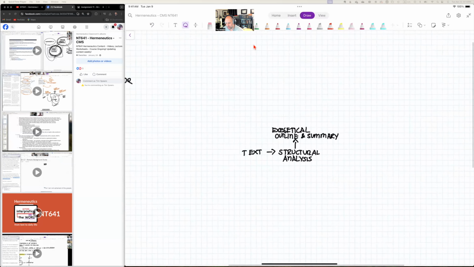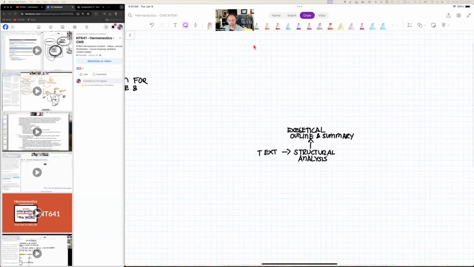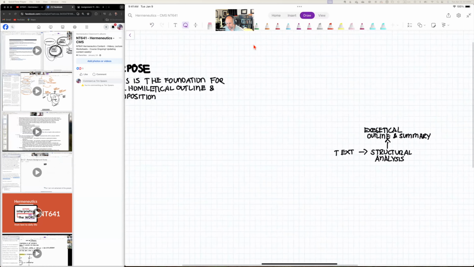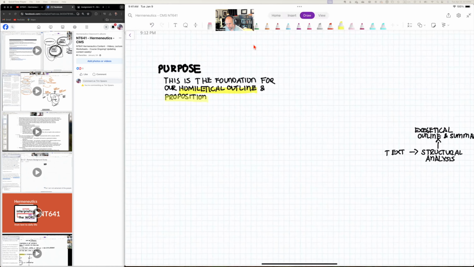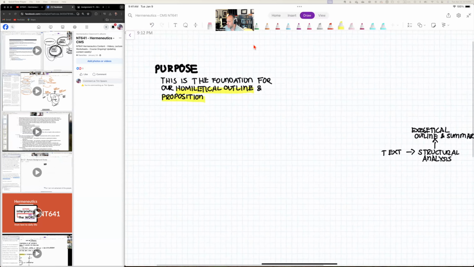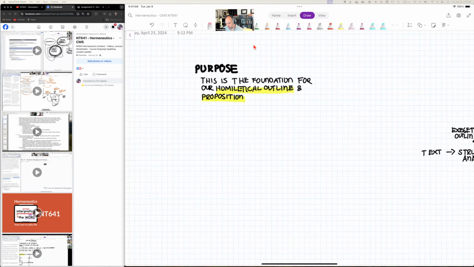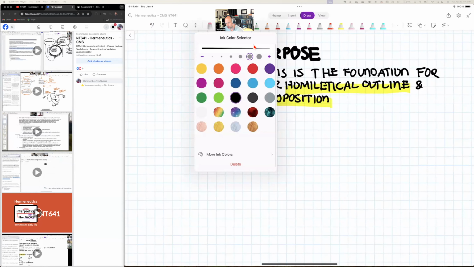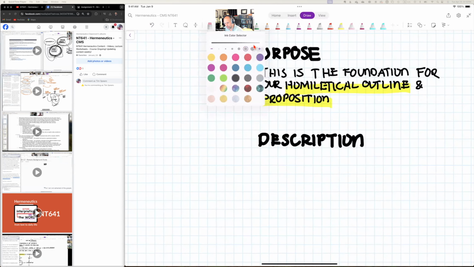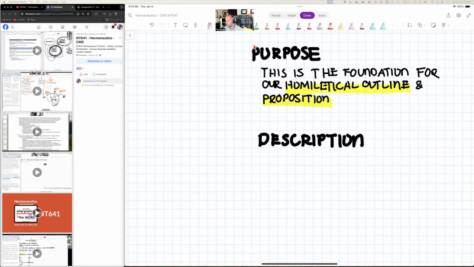We're going to finish drawing this out as we talk through it. So the purpose is we want to get to the homiletical outline and proposition. Next, we're going to briefly describe what this looks like, a brief description of how we're going to go about this. Several points here. Number 1, this follows the flow of thought of the biblical author.